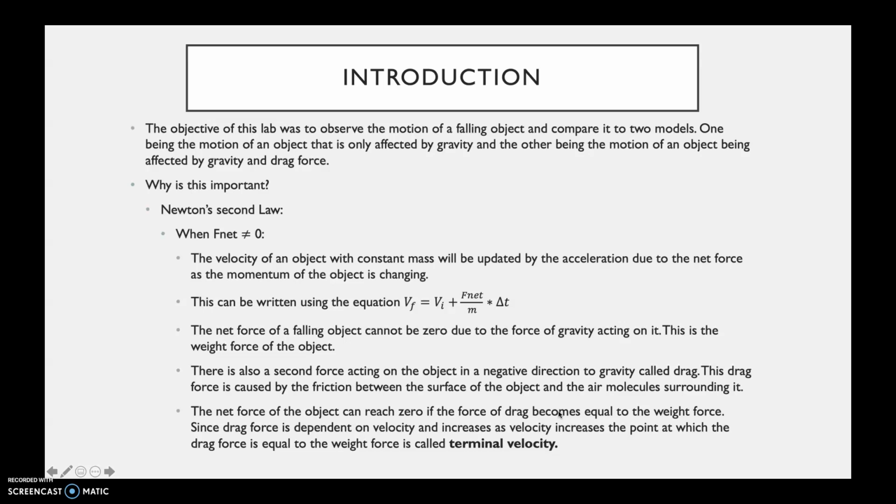The objective of the lab was to observe the motion of a falling object and compare it to two models, one being the motion of an object that's only affected by gravity, and the other being the motion of an object affected by both gravity and drag force. Why is this important?